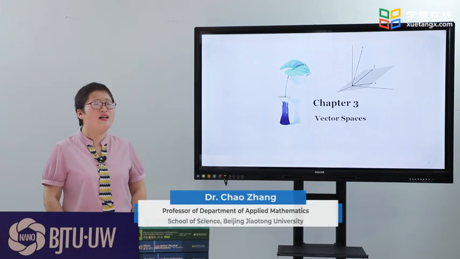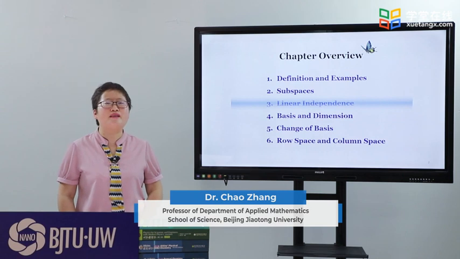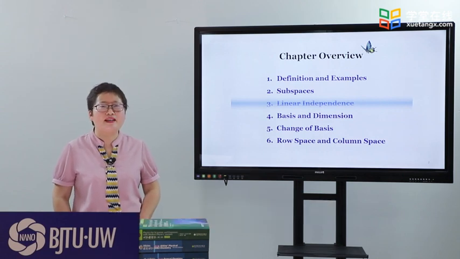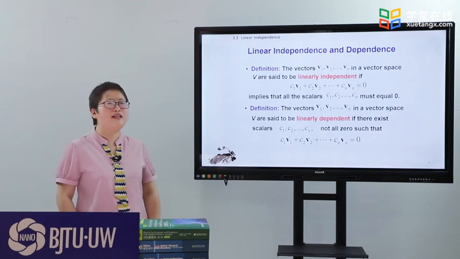Okay, we continue to learn Chapter 3, Vector Spaces. Section 3, Linear Independence. Part 2, Linear Independence and Dependence. So first, we see the definition.